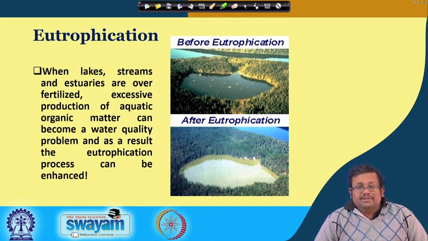So due to the use of all the dissolved oxygen which is present in the water, all the aerobic organisms which are present in the water die. So this is called eutrophication.